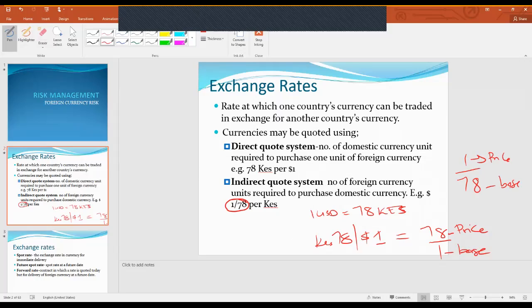Therefore, that's called the exchange rate. So it's well enough that you get to know the direct as well as the indirect quotation system.